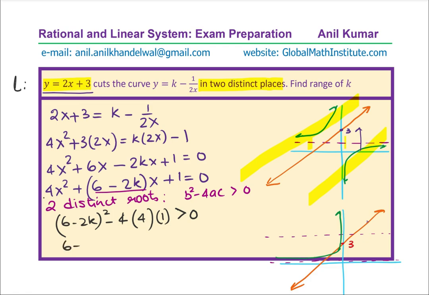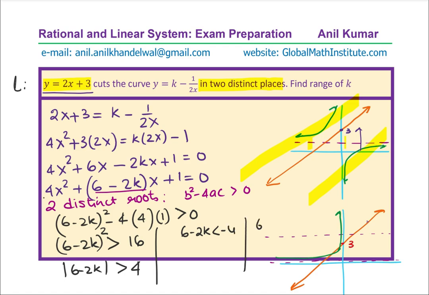So we get (6 minus 2k) squared is greater than, taking 16 to the other side, 16. So this is a whole square. If I take the square root, that means the absolute value of 6 minus 2k is greater than the square root of 16, which is 4, right? So that gives you two solutions. One is that 6 minus 2k is less than minus 4. And the other is 6 minus 2k is greater than 4.